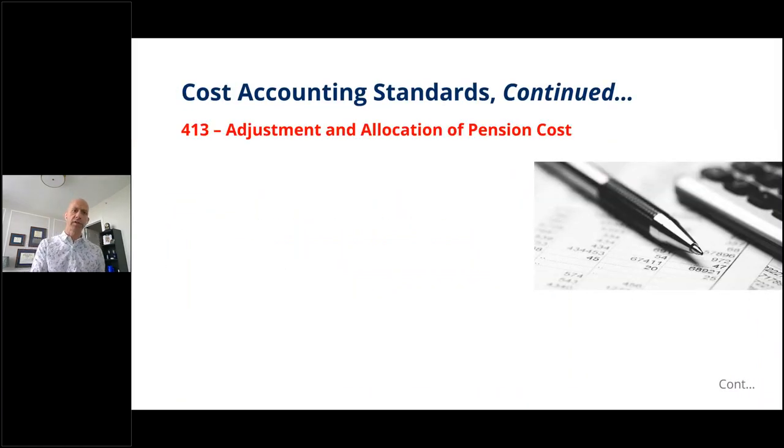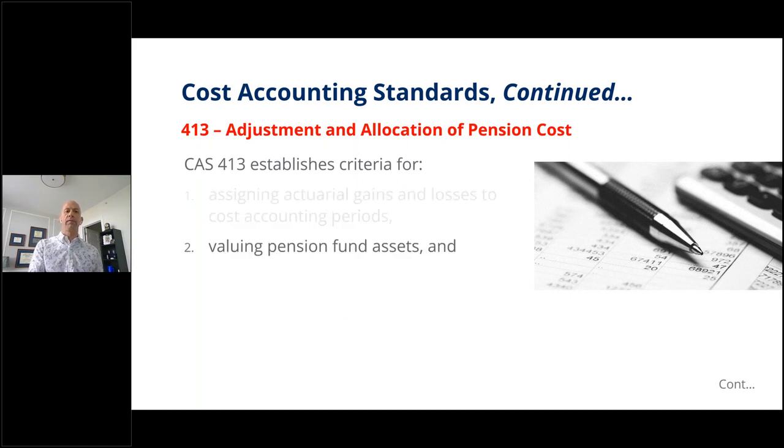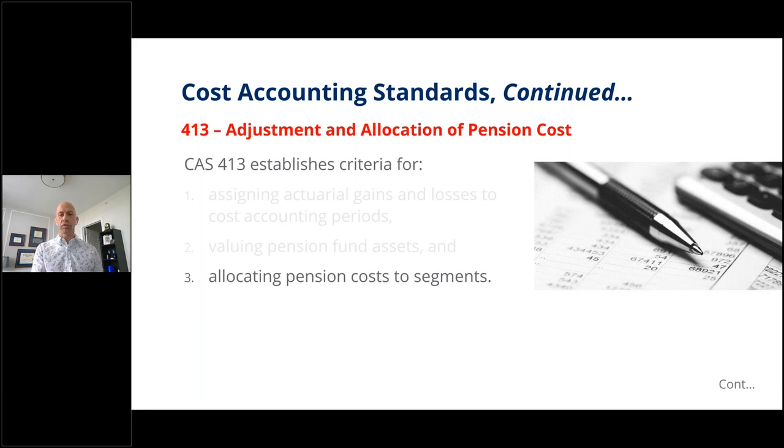All right, on to 413, adjustment and allocation of pension costs. Again, very specific requirements here for pension-oriented stuff. It deals with assigning the actuarial gains and losses to the cost accounting periods, the valuing of pension fund assets, and the allocating of pension costs to segments. What do I mean by segments?